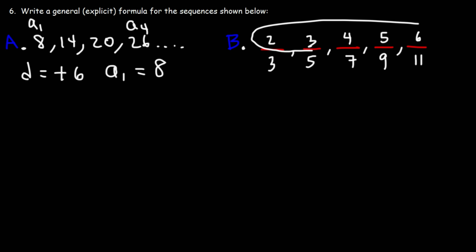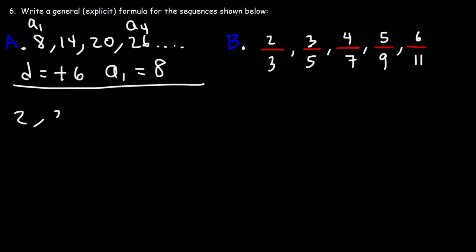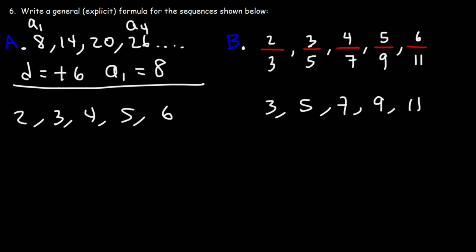Notice that we have an arithmetic sequence if we focus on the numerator. That sequence is 2, 3, 4, 5, and 6. For the denominator, we have the sequence 3, 5, 7, 9, 11.